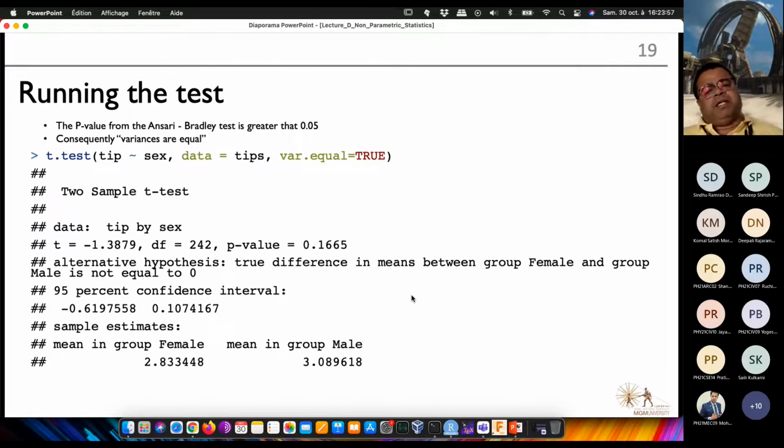If I apply the t-test, it again says, देखो भाई, हमारा p वैल्यू क्या बोल रहा है यहाँ पे, 0.1665. What is my alpha value? My alpha value is 0.05. ये वैल्यू 0.05 से बड़ा है. Since it is more than 0.05, इसका मतलब क्या हुआ? इसका मतलब ये हुआ, males and females are equally tipped. इसका मतलब ये निकलता है.